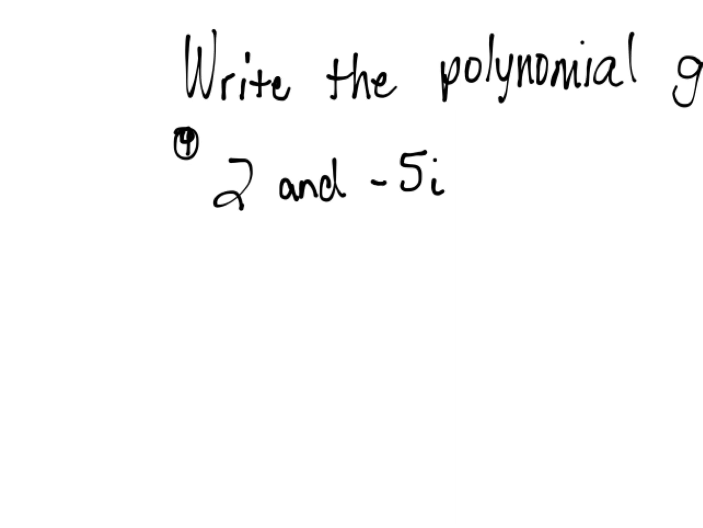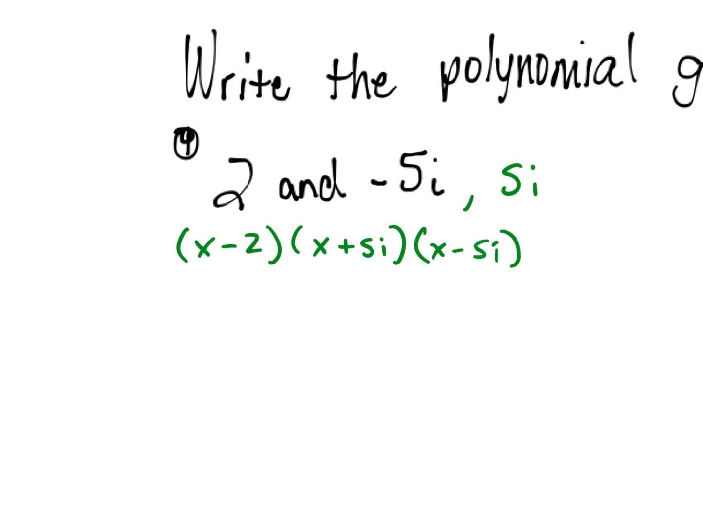All right, so let's look at 4. So am I missing any zeros here? Positive 5i. So let's write them in factored form. What would my first one be? X minus 2. What else? X plus 5i and x minus 5i. So we want to start by multiplying our conjugates together first.